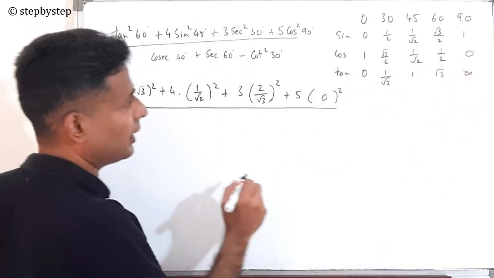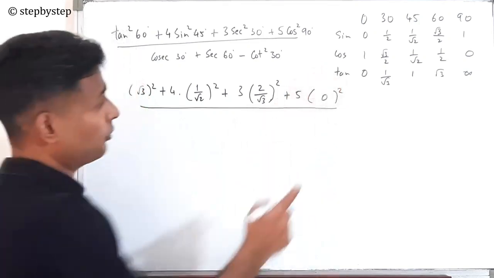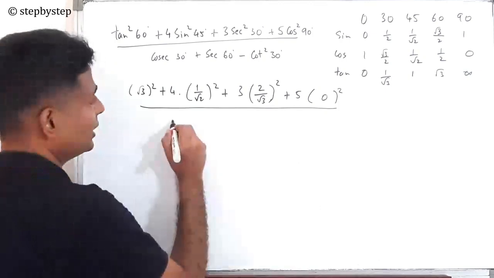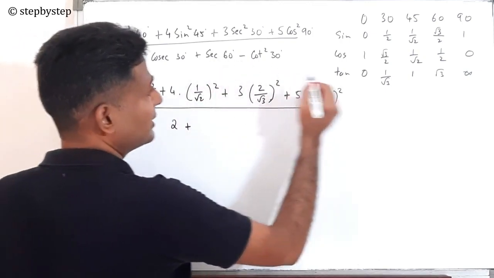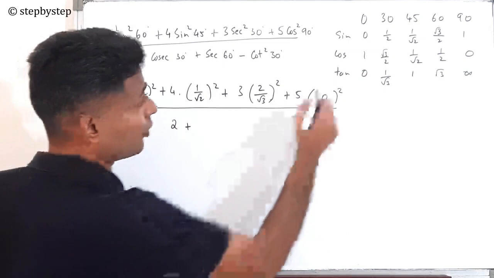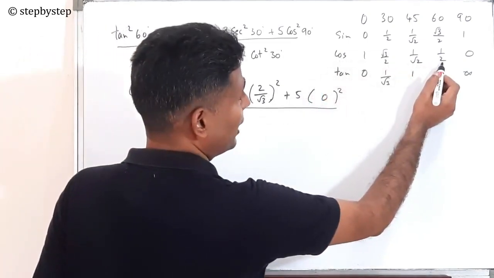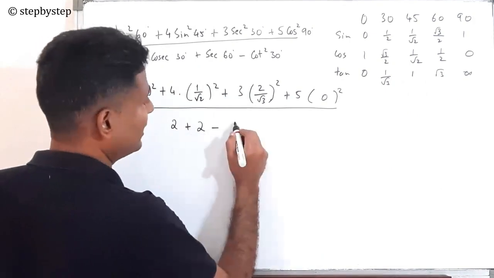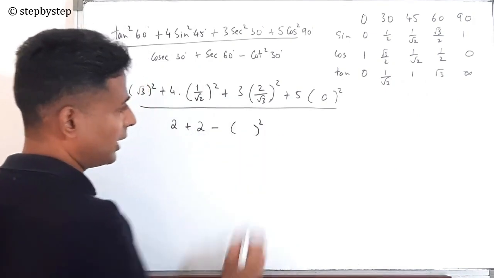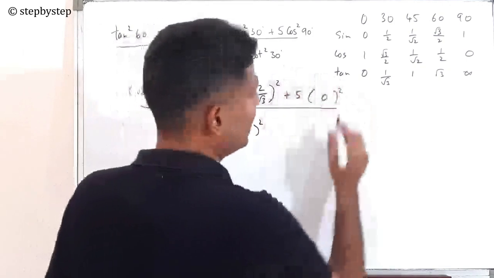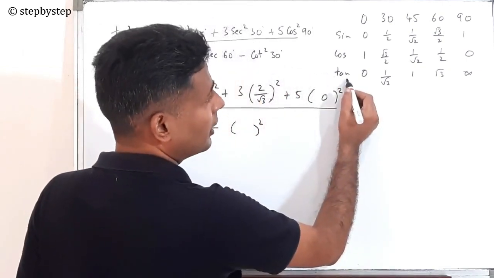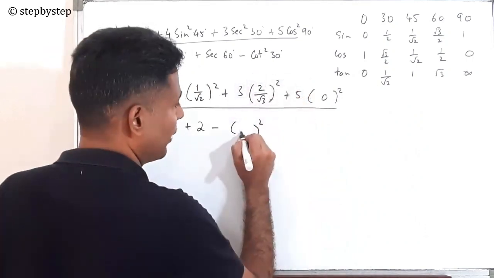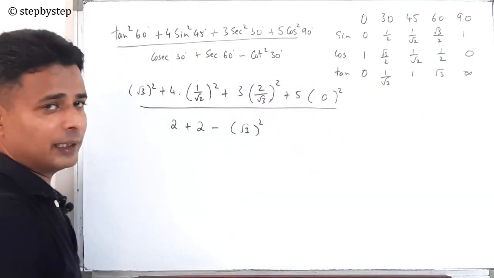By cosec 30. Cosec is the reciprocal of sine. So sin 30 is 1 by 2. So cosec 30 will be 2 by 1, which is 2. Plus sec 60. Sec is the reciprocal of cos. Cos 60 is 1 by 2. So sec 60 will be 2 by 1, which is again 2. Minus cot square 30, which is cot 30 whole square. Now cot 30, cot is the reciprocal of tan. Tan 30 is 1 by root 3. So cot 30 will be root 3 by 1, which is root 3.